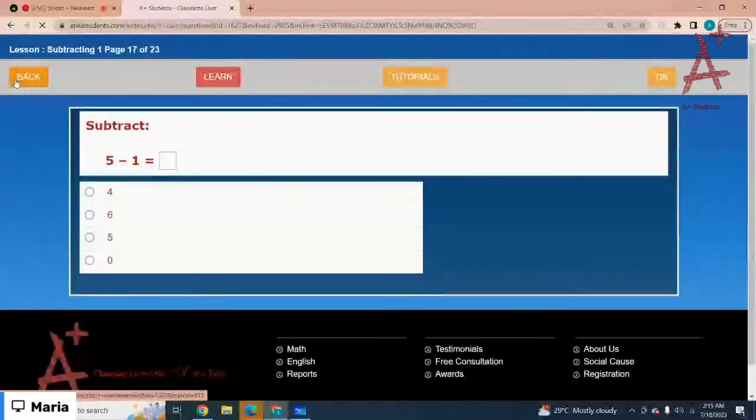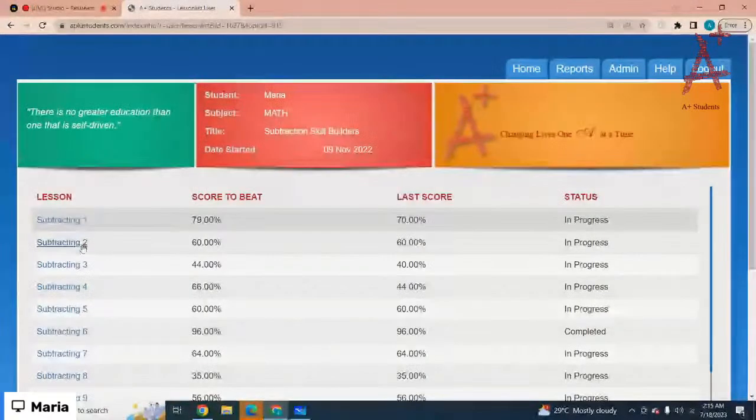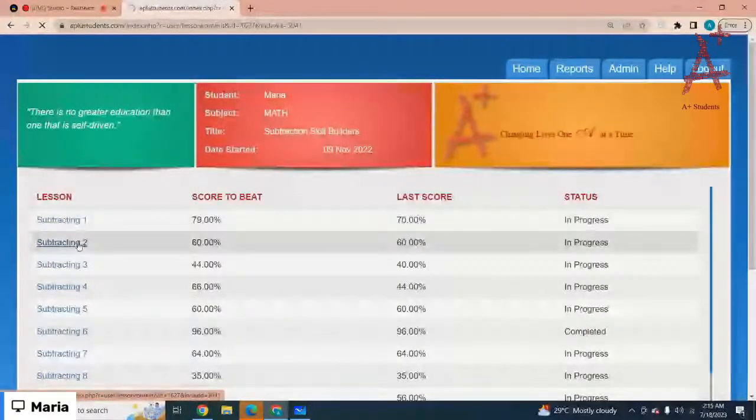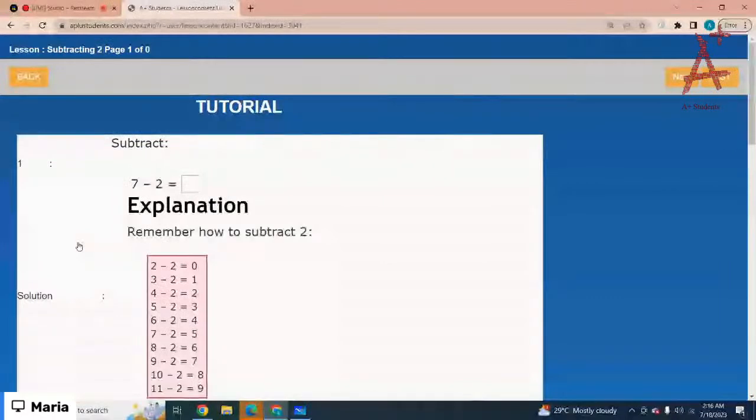Okay, the next one is subtracting. To start with the next one. Now we're going to learn how do we subtract. You can use exactly the same method. Subtracting 2 means you can go back by 2 numbers. Got it? Also, you can remember how to subtract 2. Here is the table. You can just keep this table in your mind.